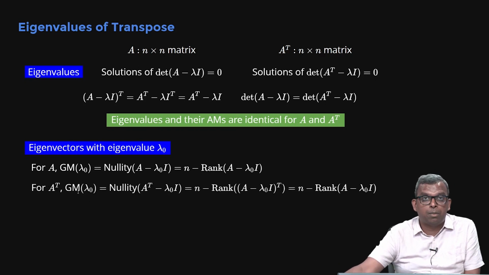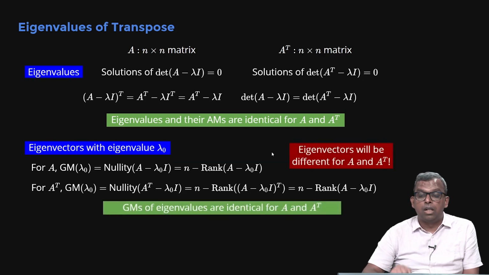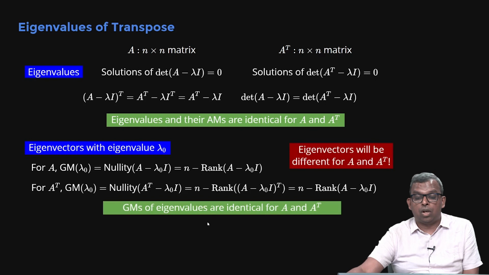For A transpose, the geometric multiplicity of lambda naught is the nullity of A transpose minus lambda naught I. And A transpose minus lambda naught I is the same as (A minus lambda naught I) the whole transpose, so you get n minus the rank of (A minus lambda naught I) transpose. Now, the rank of a transpose is the same as the rank of the original matrix. So, you get n minus rank of A minus lambda naught I. So, not only are the algebraic multiplicities identical for A and A transpose, the geometric multiplicities of eigenvalues are identical as well. But the eigenvectors will be different for A and A transpose.